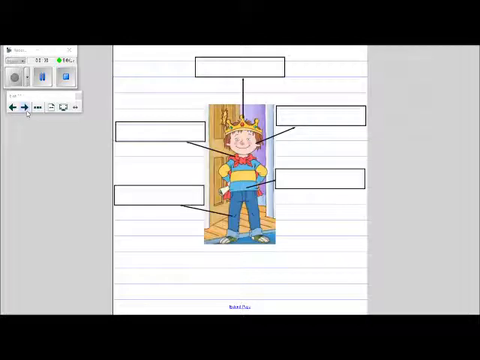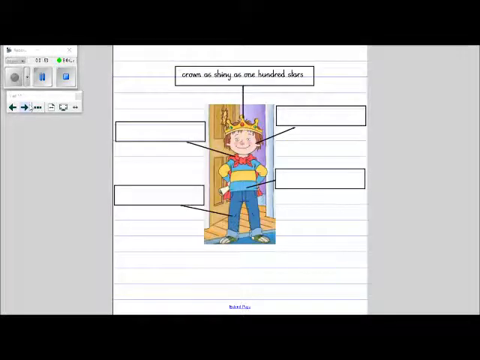Now here I have a picture of Horrid Henry. Now I want us to describe Henry's features. I've selected Henry's crown, his cheeks, his t-shirt, his jeans and his cape. Can you remember what we can use to describe Horrid Henry?